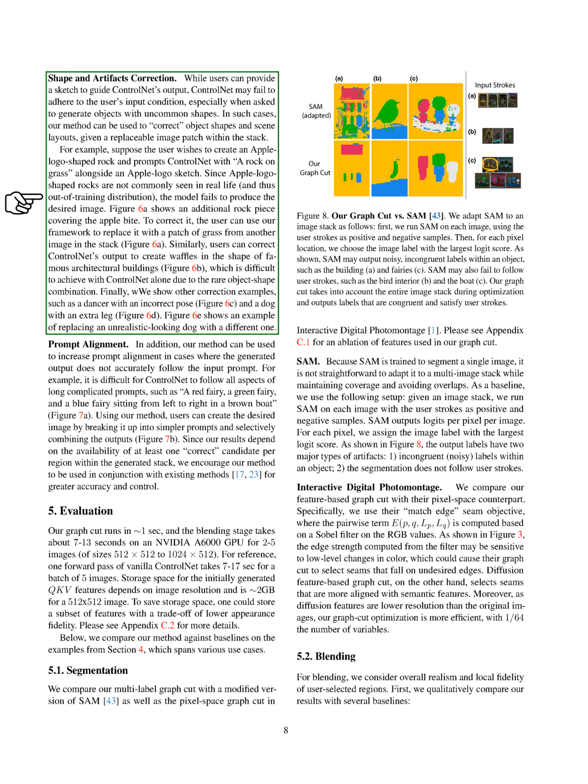Regarding shape and artifact correction, our method allows users to adjust object shapes and scene layouts when ControlNet struggles to meet their input conditions, especially for uncommon shapes. For example, if a user wants to create a rock shape like an Apple logo, they can replace parts of the image with patches from other images in the stack to achieve the desired result.